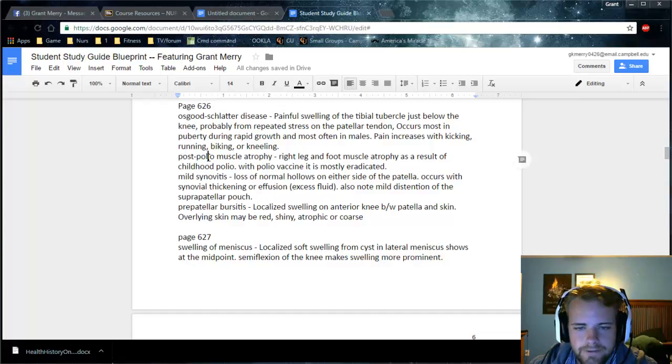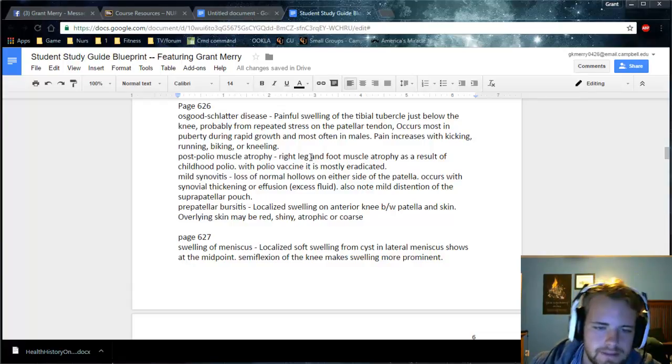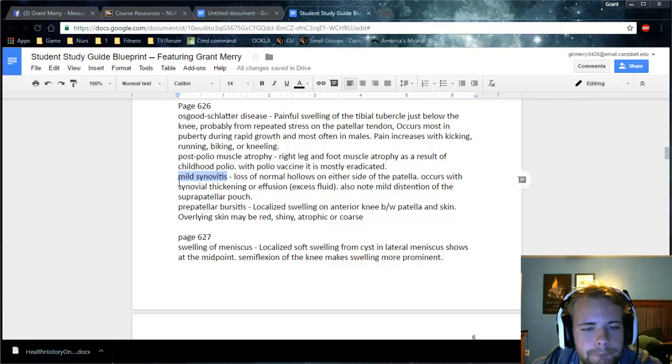Post-polio muscle atrophy. So the right leg and foot muscle atrophied as a result of childhood polio. With polio, the vaccine has mostly eradicated it. You can see the image of this on 626, but one leg lacks muscle while the other leg has defined muscle. So someone skipped half of leg day, I suppose, to be silly.